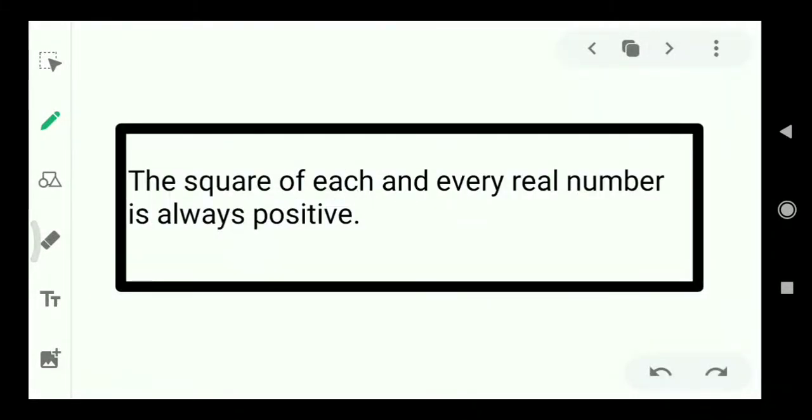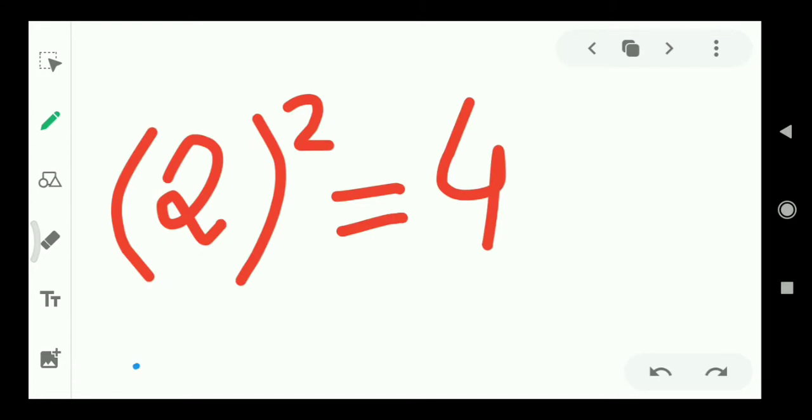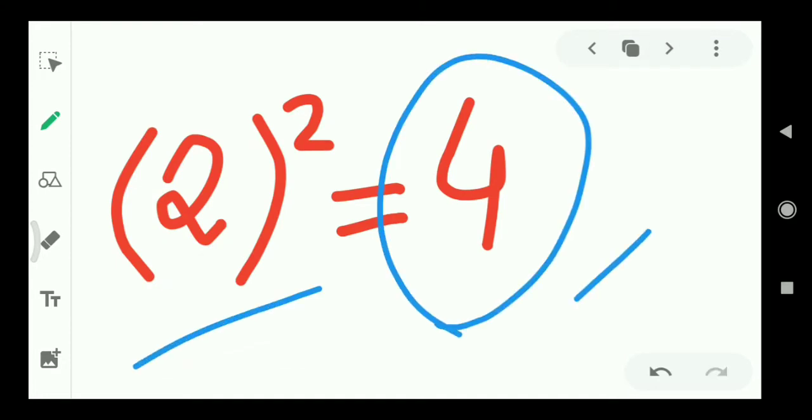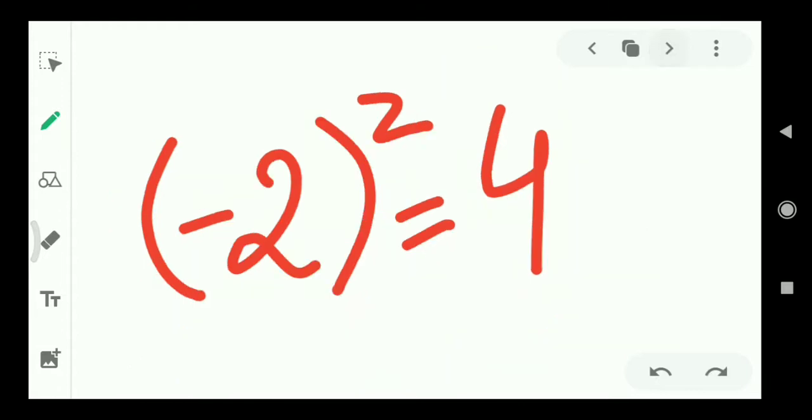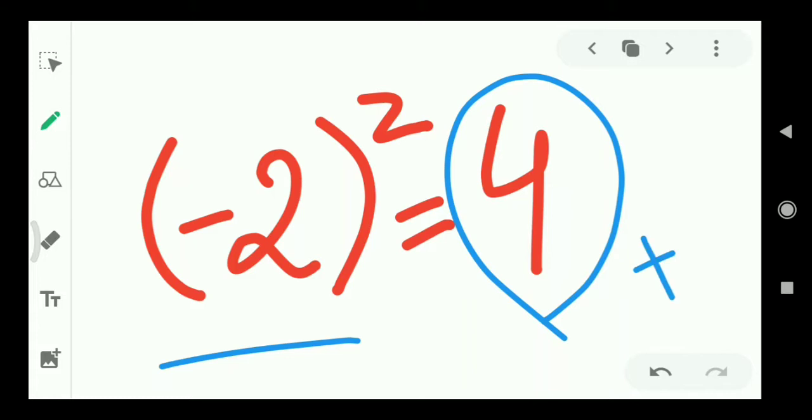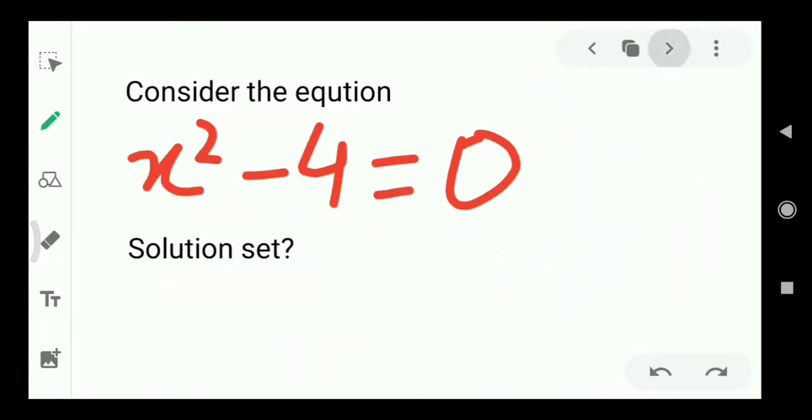So, from the properties of real numbers, we know that the square of every real number is always positive, no matter whether the number is positive or negative. As we can see here, the square of 2 is 4, which is a positive real number. Similarly, the square of -2 is also 4, which is again a positive real number. So, what it says is that the square of any real number is always positive.